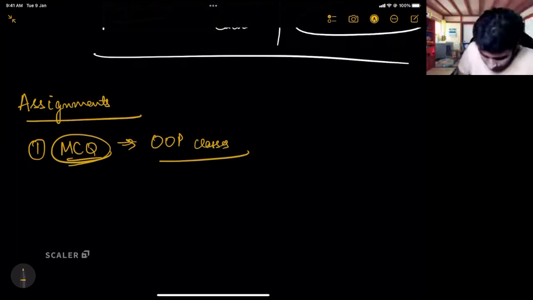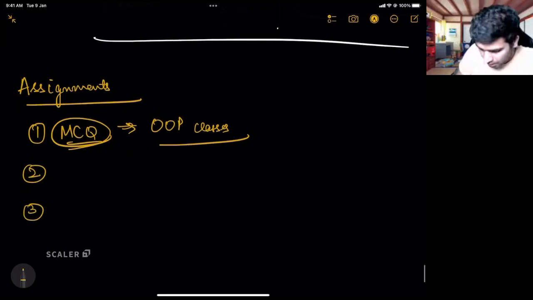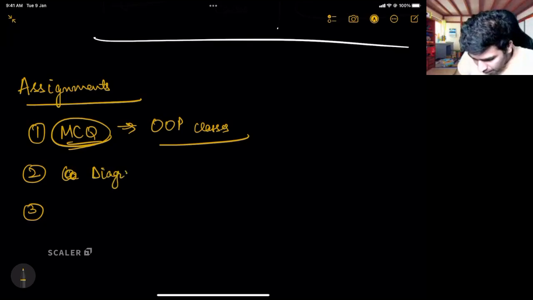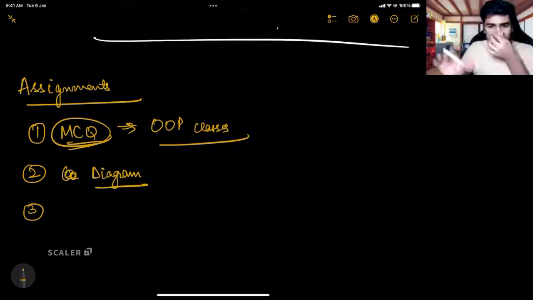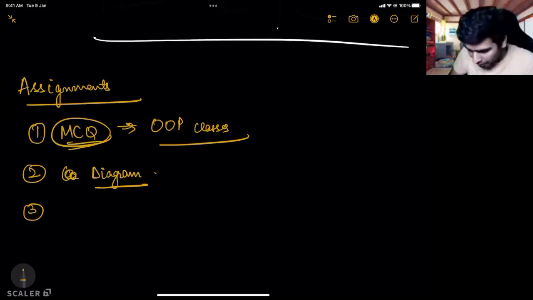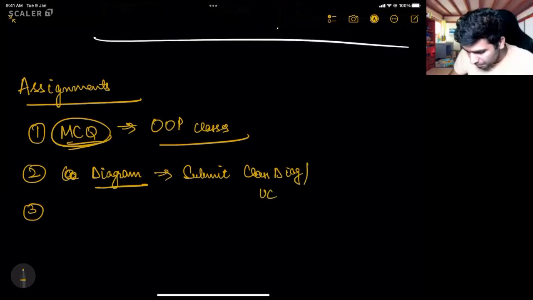Then, most of the assignments that you're going to have are going to be of type 2 or 3. Type 2 is going to be diagrams. In the diagram assignments, you will be given a set of use cases, and you will have to submit your class diagram or use case diagram or schema design for that particular use case.